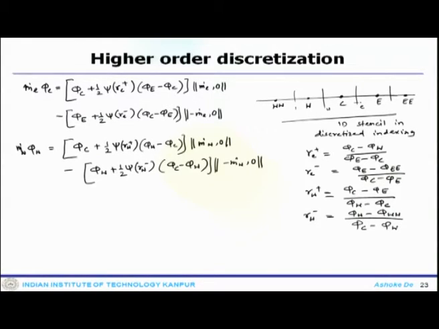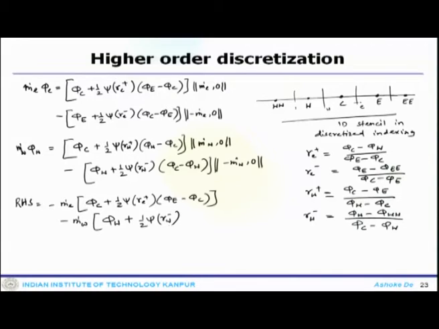Now, in the derivation one can rearrange this, and the right hand side will become minus m dot E times phi C plus half psi(R E plus) times phi E minus phi C, minus m dot W times phi W plus half psi(R W minus) times phi C minus phi W.